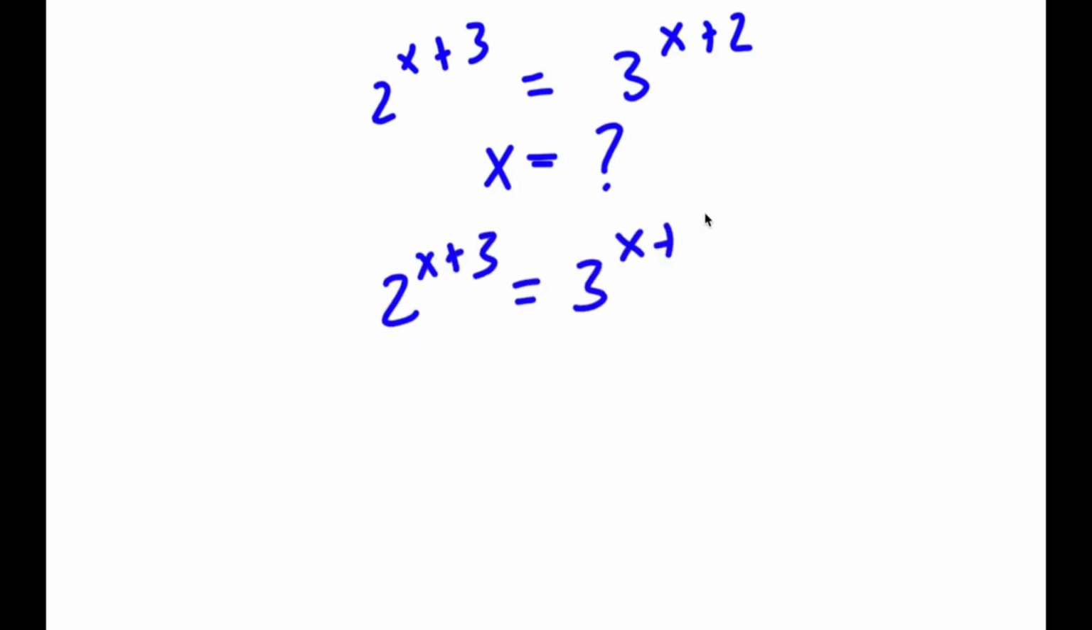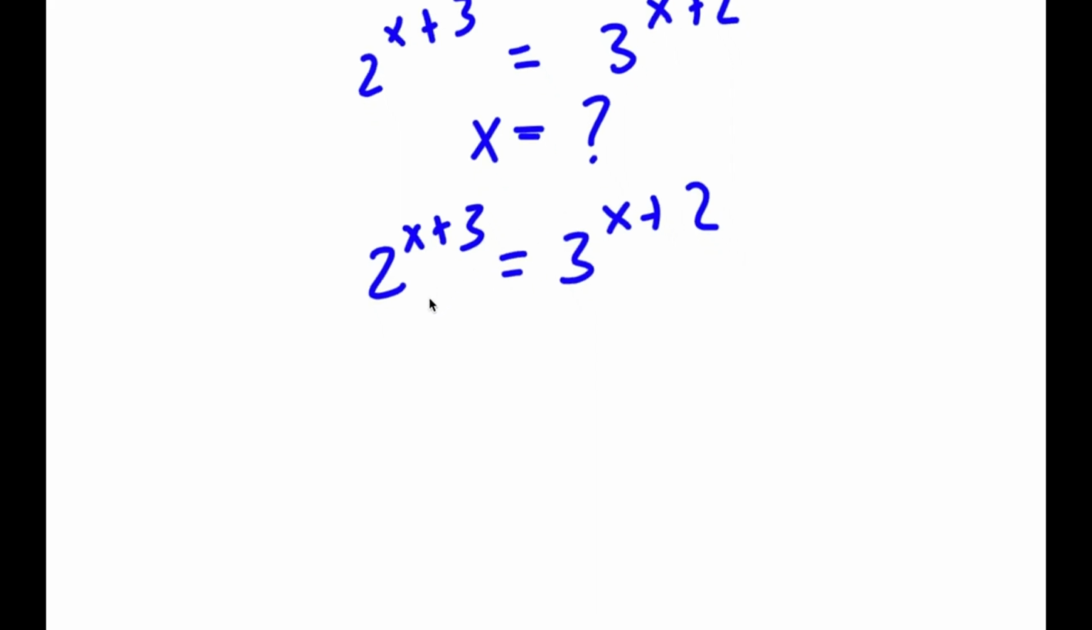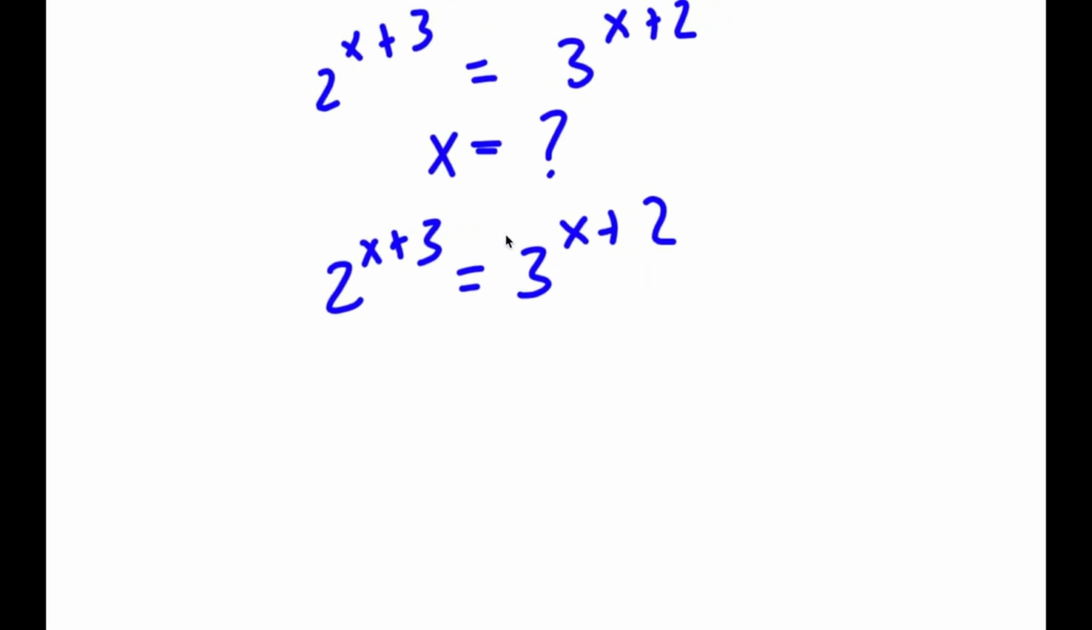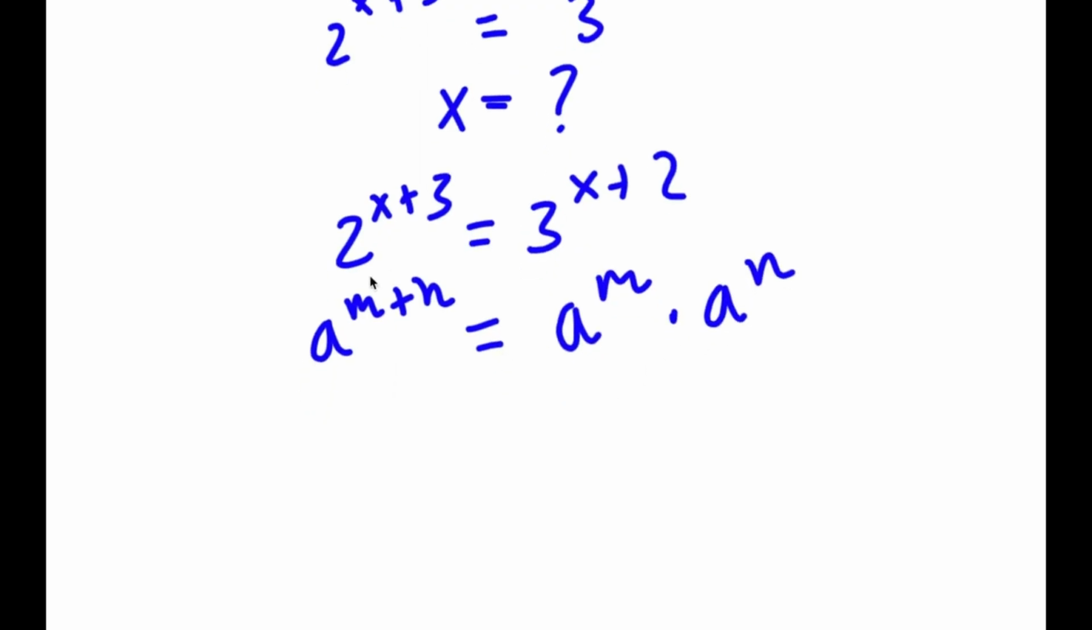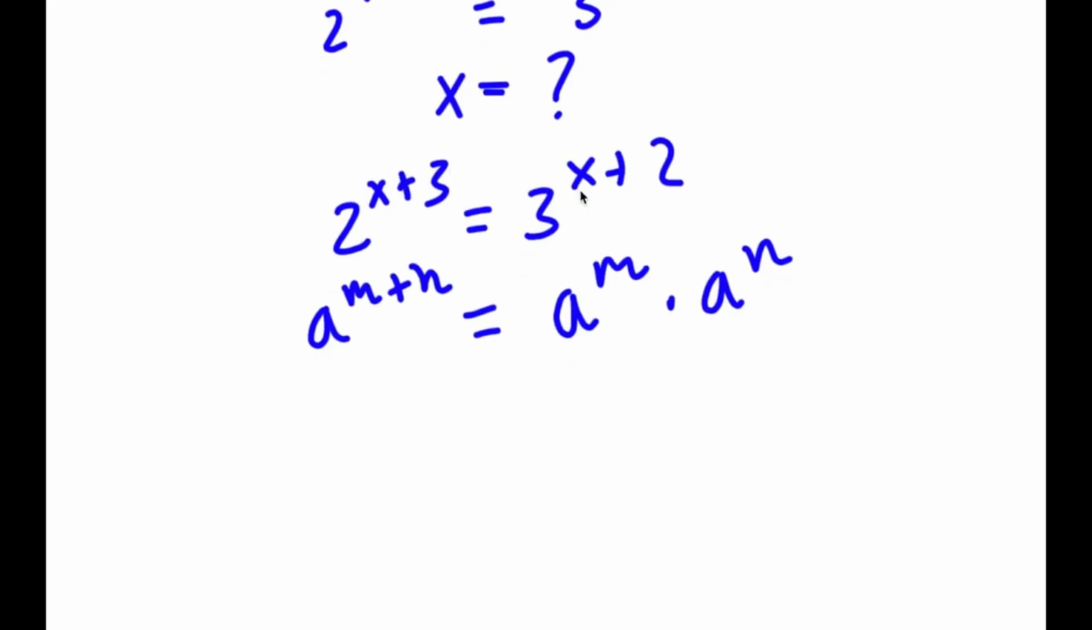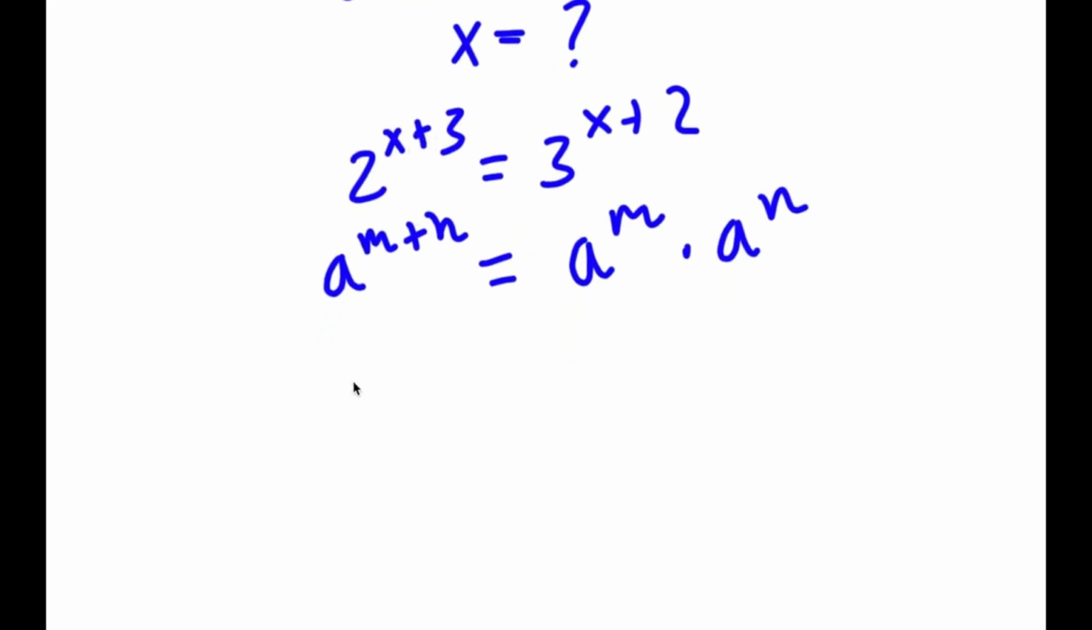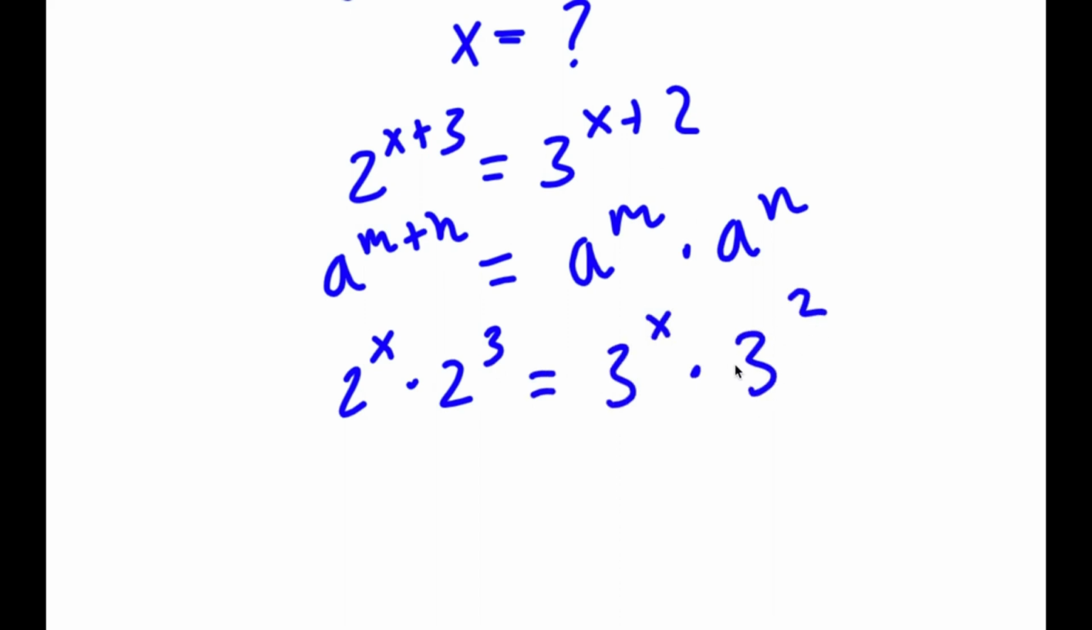So the first thing we are going to do is divide both sides by, well, before that actually, if I have something in the form a to the power of m plus n, this is equal to a to the power of m times a to the power of n. So in this case, we have 2 to the power of x plus 3 and 3 to the power of x plus 2. 2 to the power of x plus 3 would equal 2 to the power of x times 2 to the power of 3. 3 to the power of x plus 2 is going to equal 3 to the power of x times 3 squared.